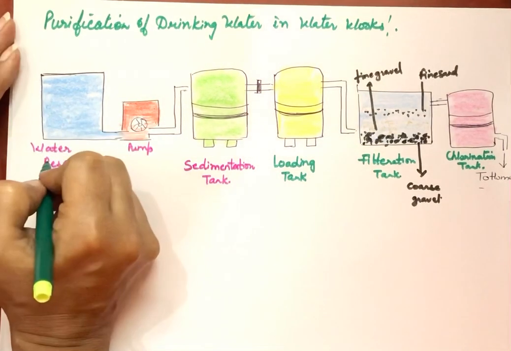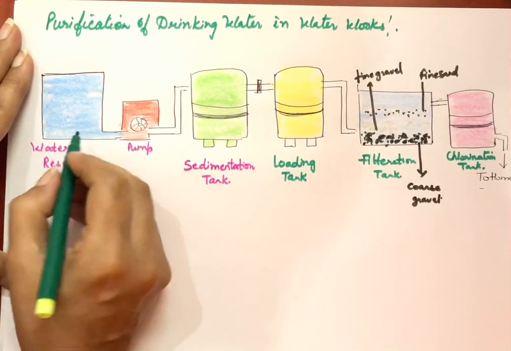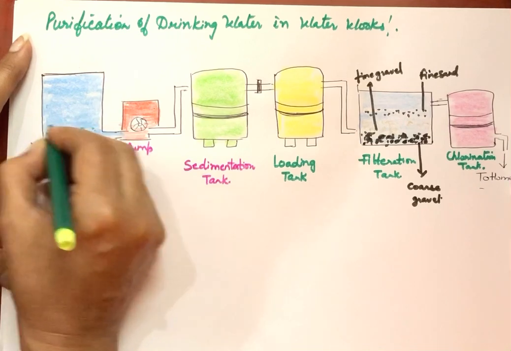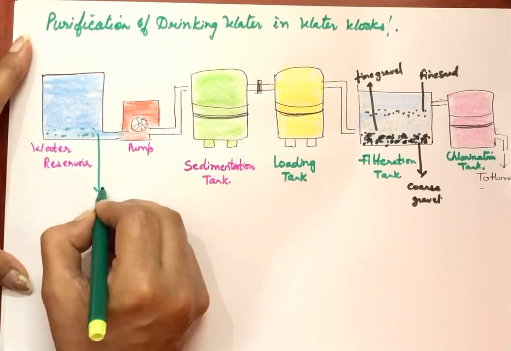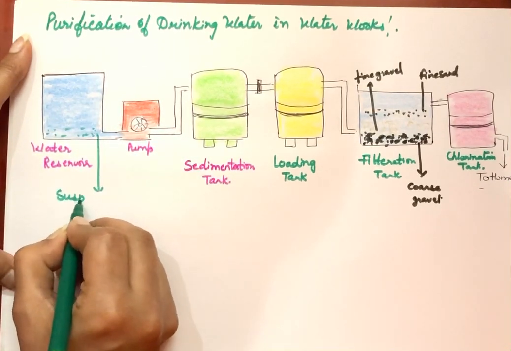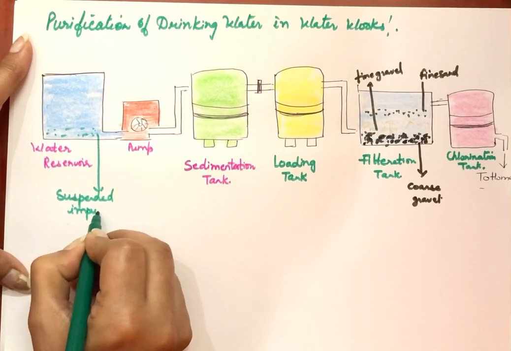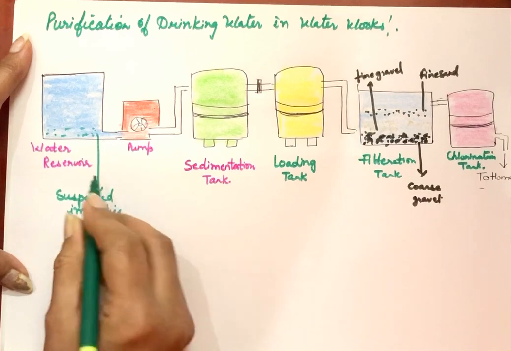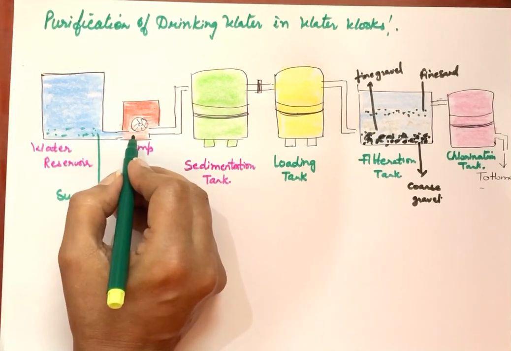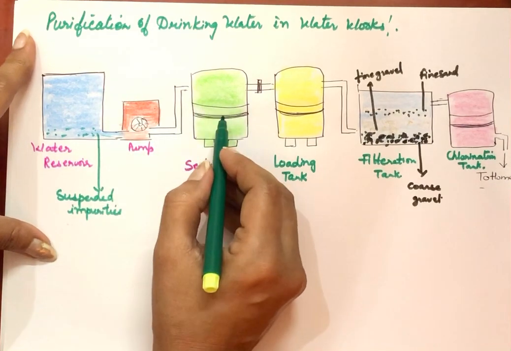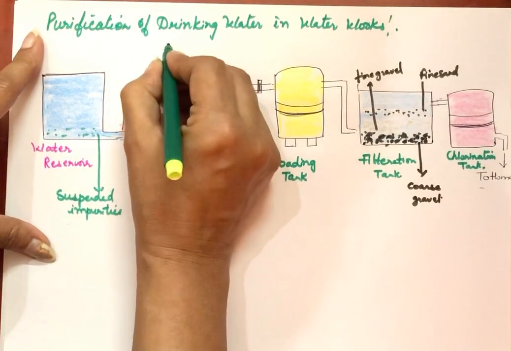First of all, the water reservoir is there. In the water reservoir, all the suspended impurities will remain here. So we can label here, these are the suspended impurities, because when water is kept here, all the heavy particles, the sand particles and all that, slowly settle down. Then water is pumped into the sedimentation tank. So what happens in the sedimentation tank?